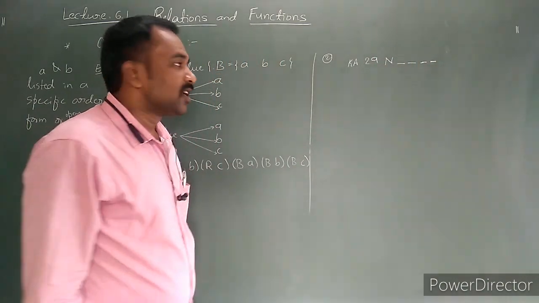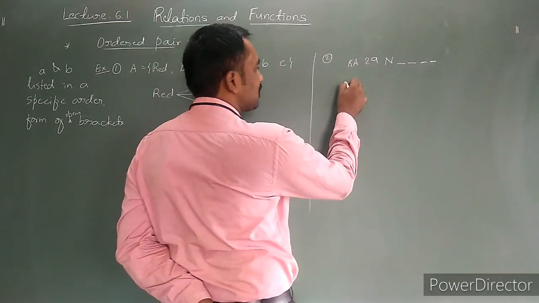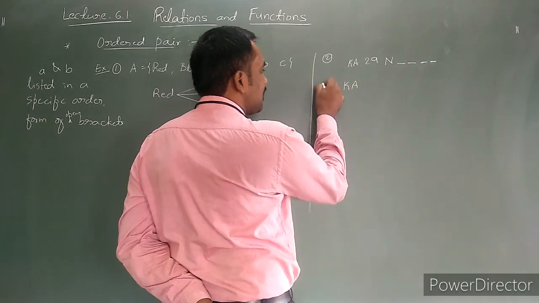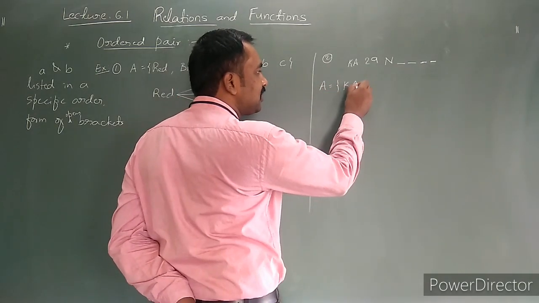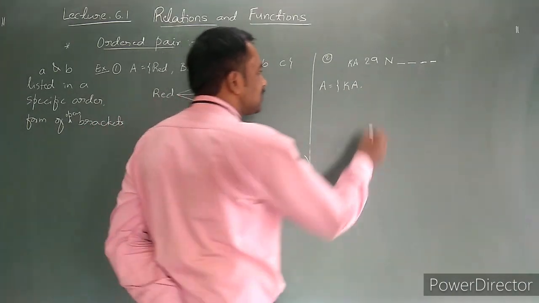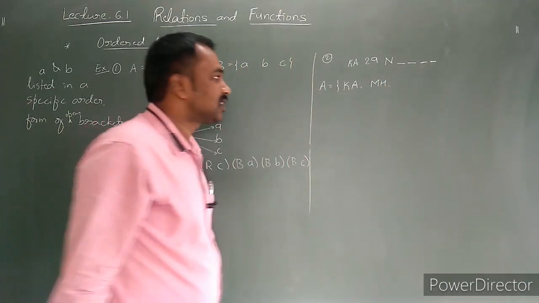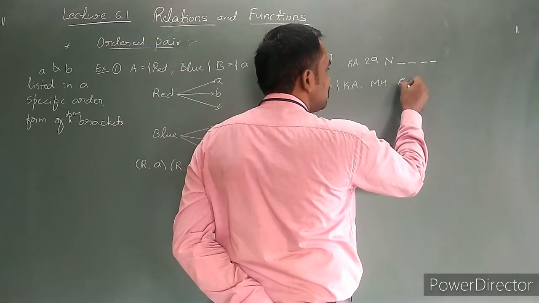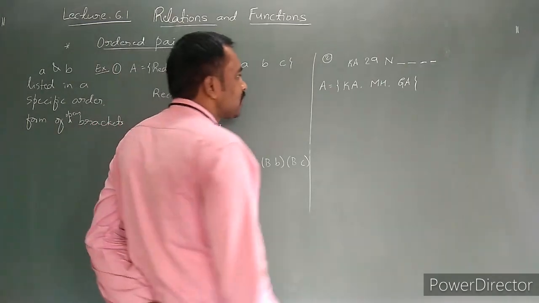How did they used to give? Here also there is a particular pattern. What is the particular pattern? I just take the set A, which contains KA, which represents Karnataka, and I just take MH, which represents Maharashtra, and I just take GA, which represents the state Goa.